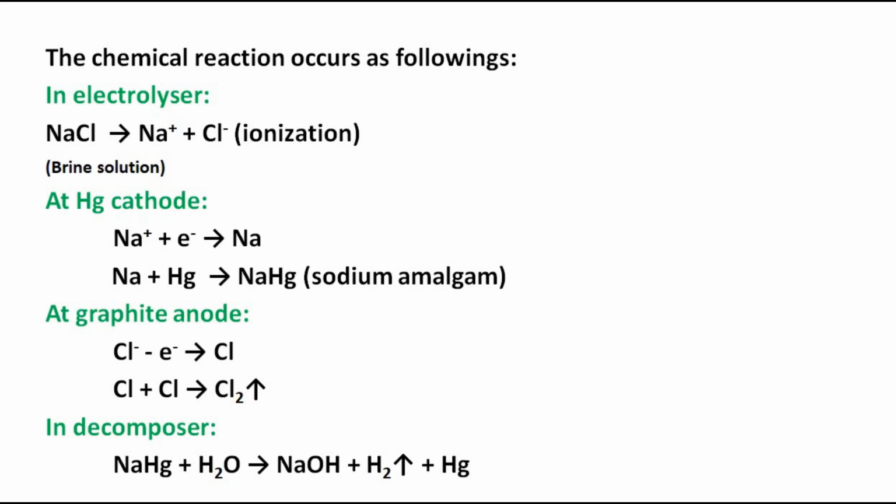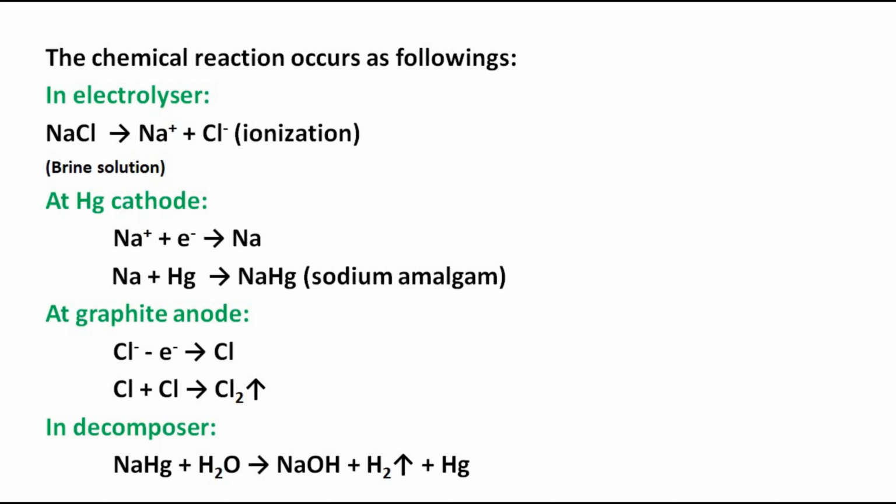In the electrolyser, ionization of brine, or sodium chloride, takes place to produce sodium cation Na+ and chloride ion Cl-. It is shown in the reaction clearly. At the mercury cathode, sodium cation Na+ takes an electron to form sodium. This sodium reacts with mercury to form sodium amalgam.